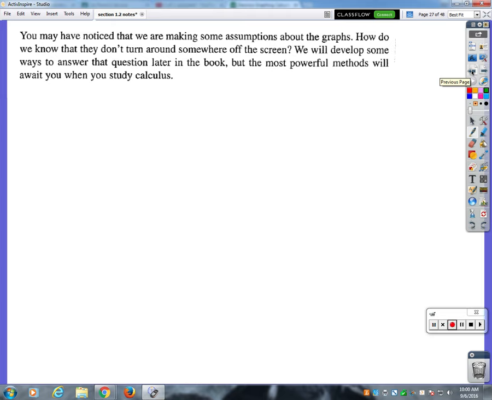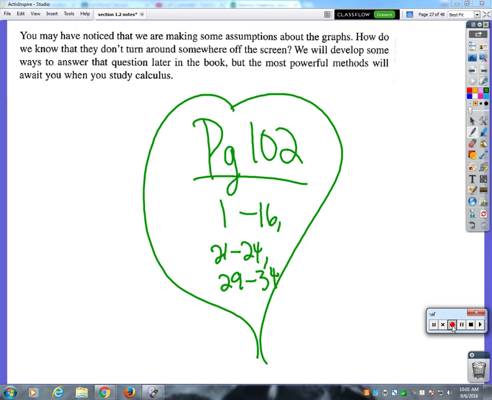You guys ready to work on some problems on your own? Okay, so take advantage of the time, 20 minutes. Get as much of this done as you can in class.